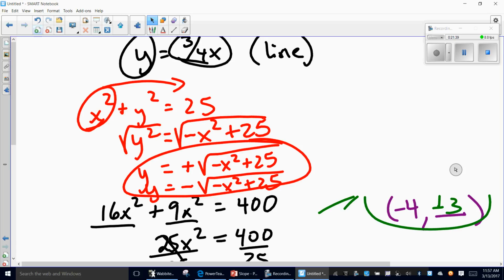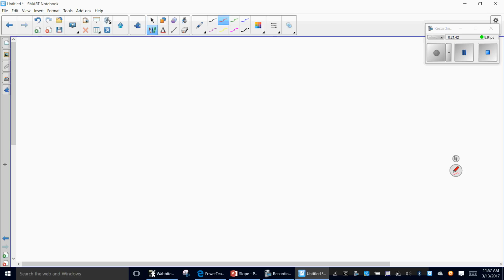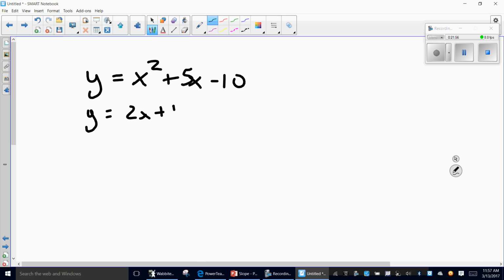All right, so let's go to number 2. 2x plus 18. Okay, let me stop. So, what are we looking at with our equations this time? What shape is the top one? It's a parabola. How about the bottom one? It's a line. Very good.